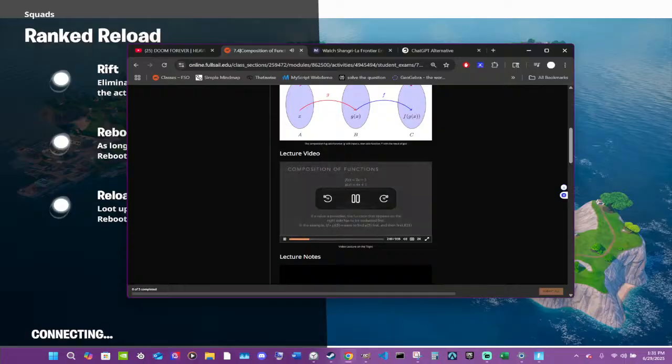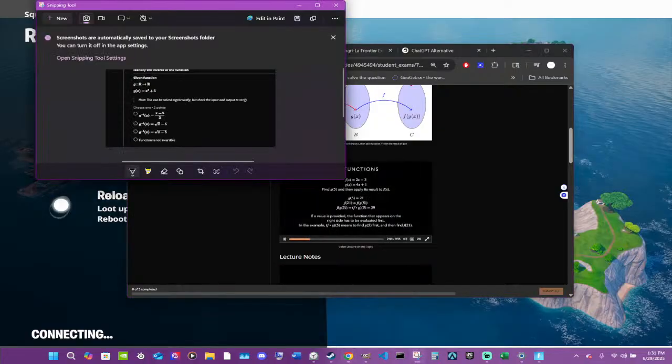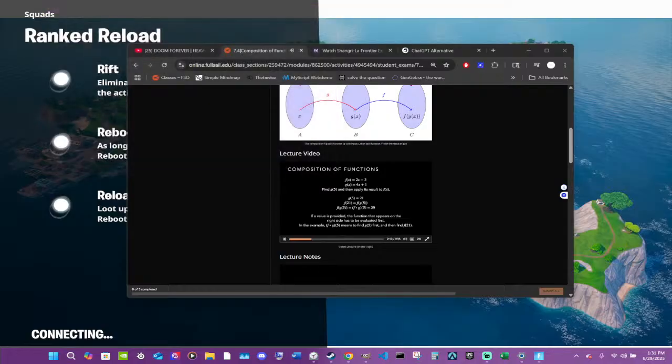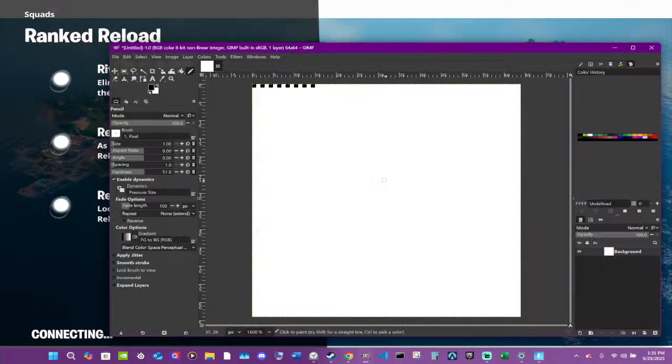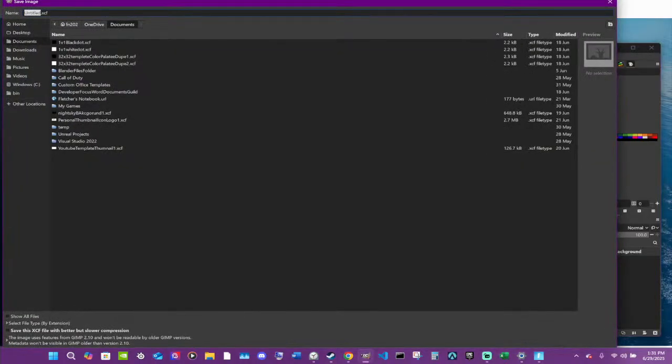In general, if a value is provided, the function that appears on the right-hand side is the one that has to be evaluated first with the value provided. In the example, f of g of 5 means to evaluate g at 5, then evaluate f with the result of g of 5, which was 21. Here we have functions f is 2 times x minus 3, and function g is 4 times x plus 1. Find the composition of g of f of 5.